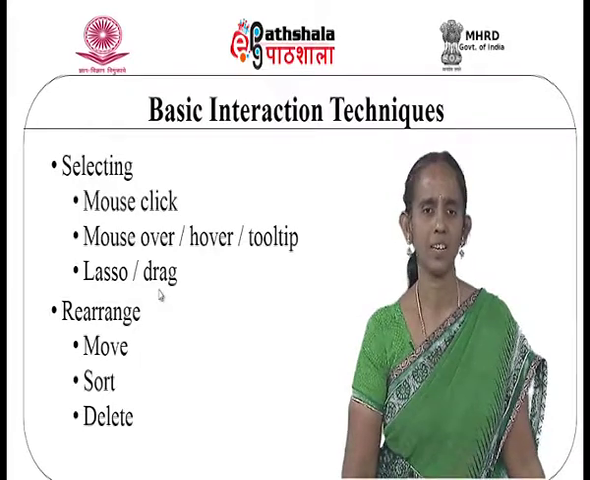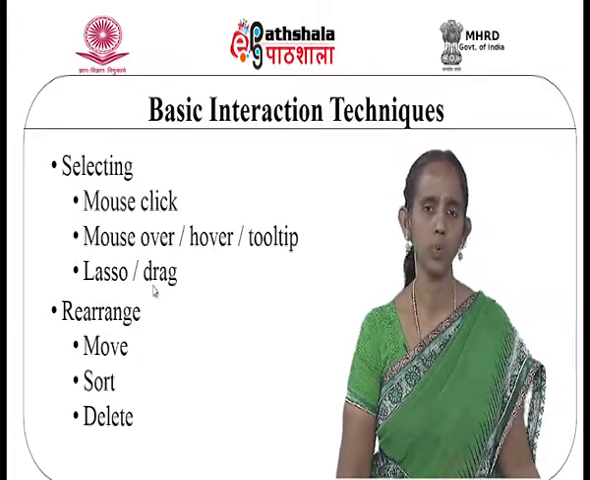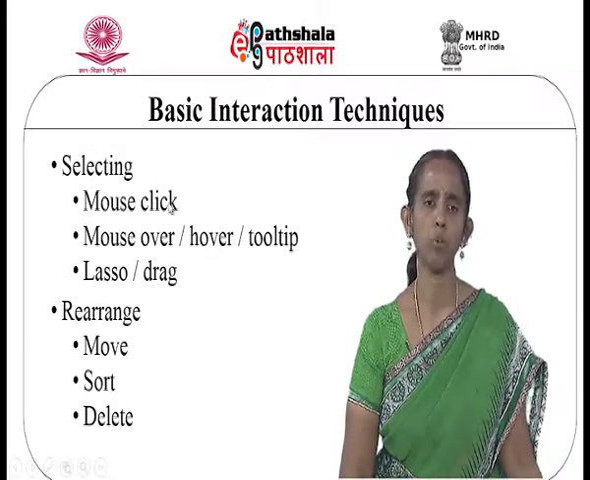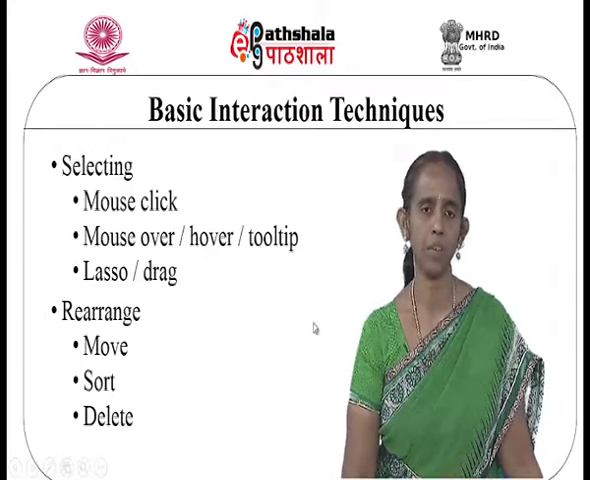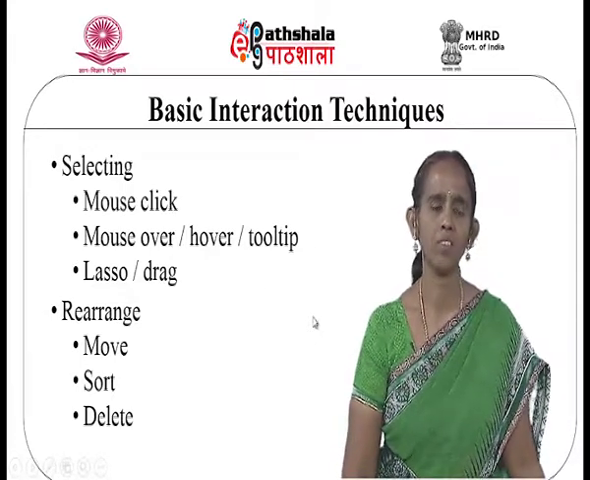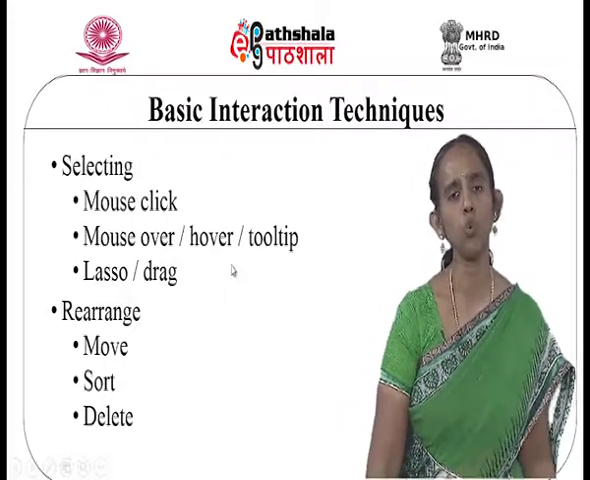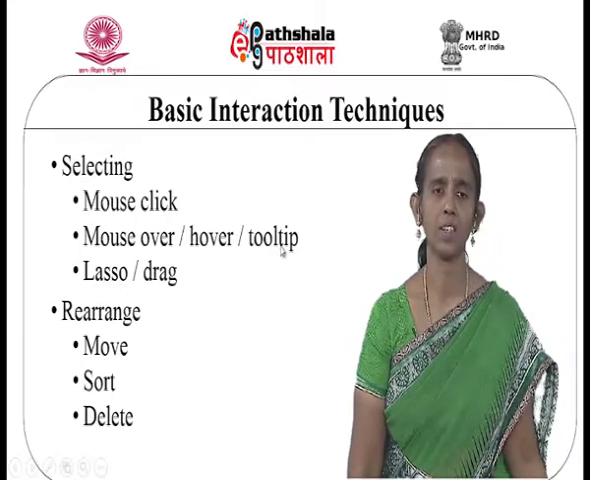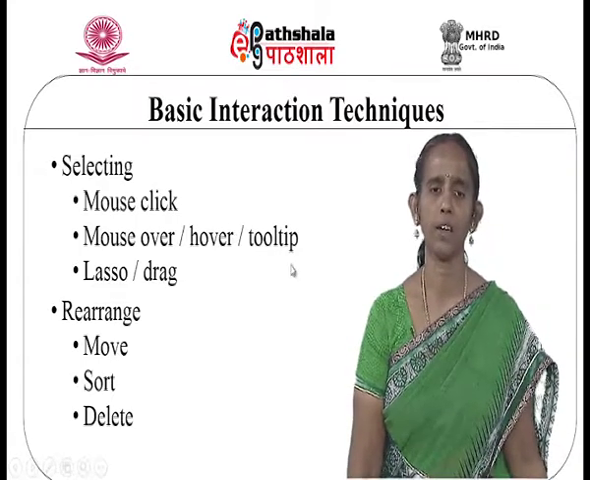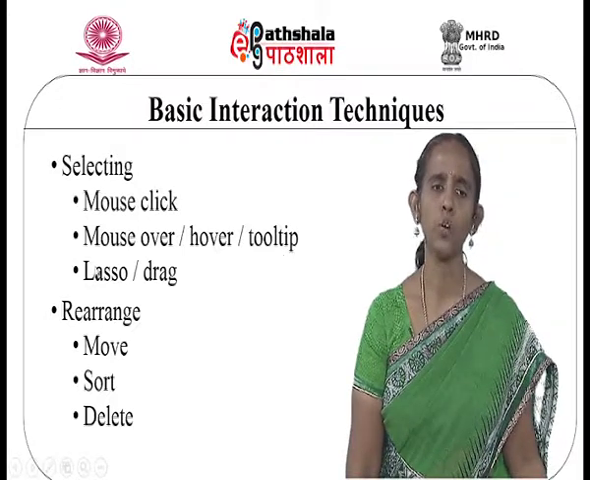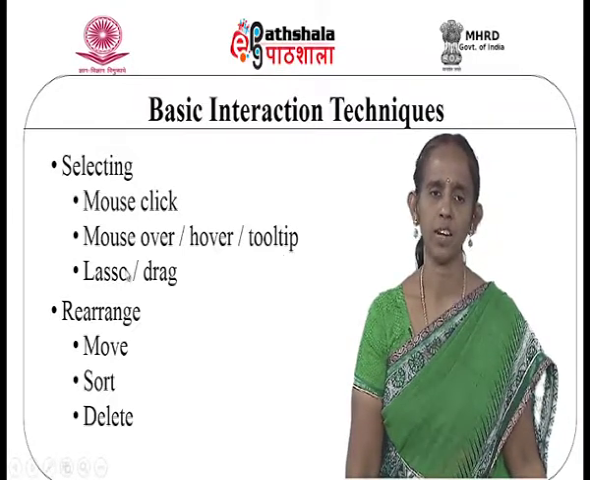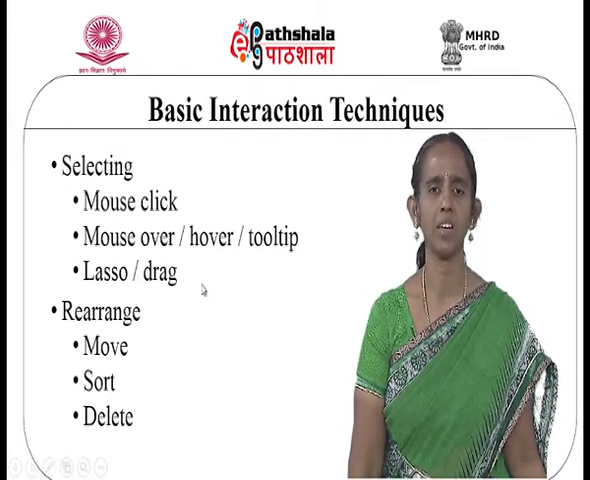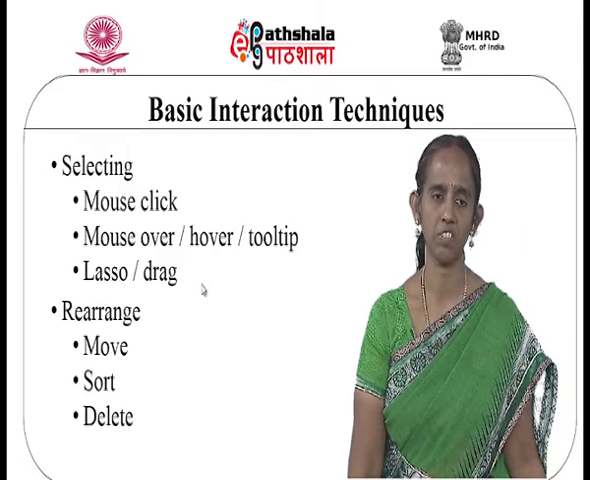Some of the basic interaction techniques that can be applied over the visual or on the data set are the selecting process, which can take place with the help of a mouse click. I can select a particular item by clicking with the mouse. I can select a particular item by hovering the mouse over that item, or I can select a particular item with the help of the tooltip. I can go in for some kind of lasso tool for selecting a particular item. I can drag and drop a particular item. These are certain basic interaction techniques for the selection process.